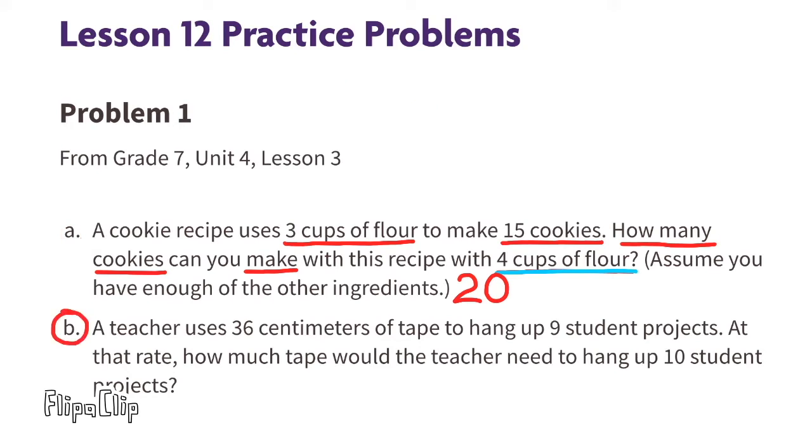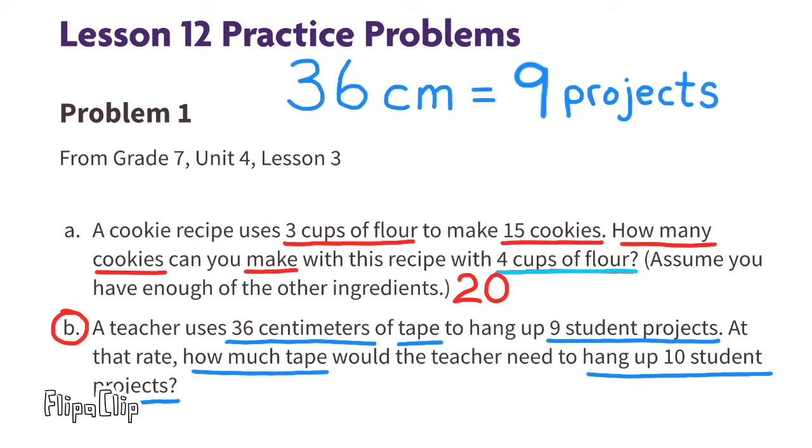B. A teacher uses 36 centimeters of tape to hang up 9 student projects. At this rate, how much tape would the teacher need to hang up 10 student projects? Let's see how much tape it takes to hang 1 project. 9 divided by 9 is 1, and 36 divided by 9 is 4.